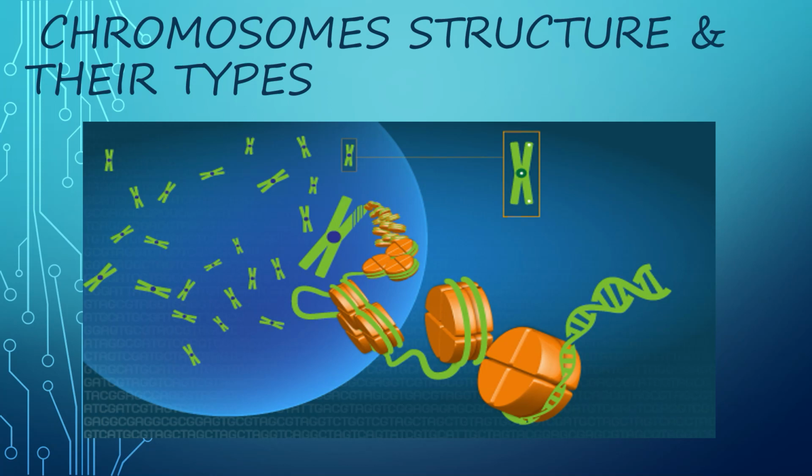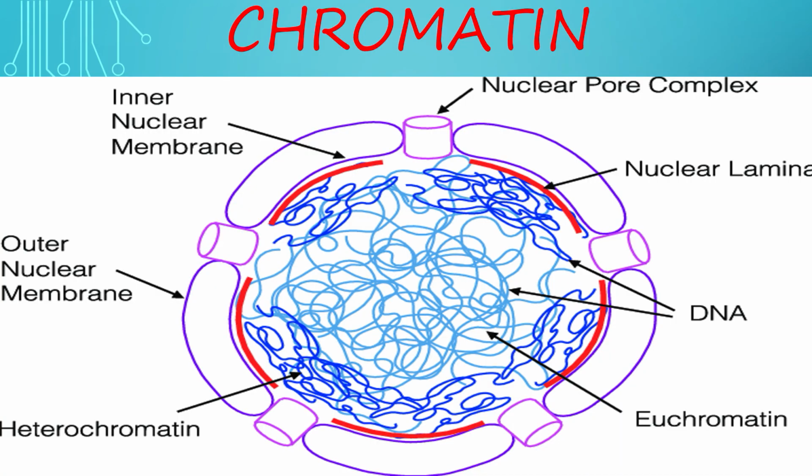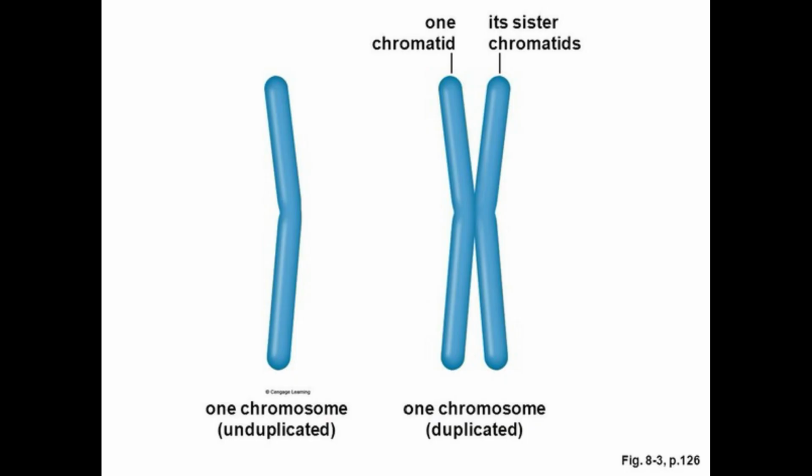Hello viewers, in this class we will discuss different types of chromosomes based on their structure or shape and functions, and how they help in determining the sex of a newborn individual. Students, as we know, the nucleus of a cell contains thread-like structures called chromatin, and this contains important information that passes from one generation to another.